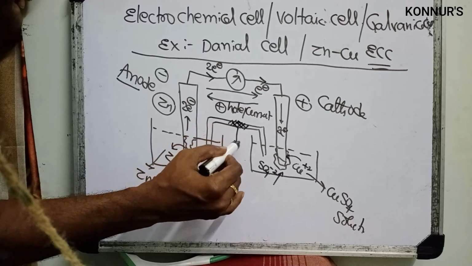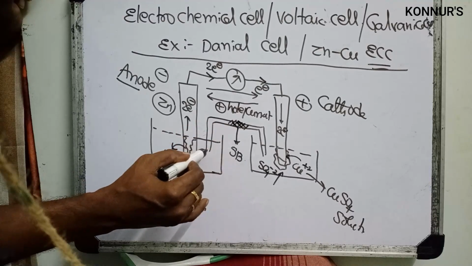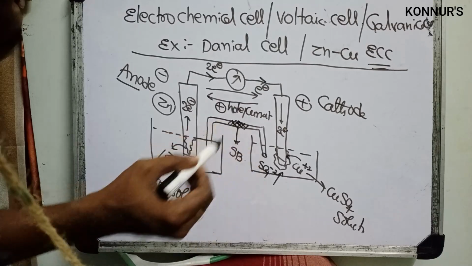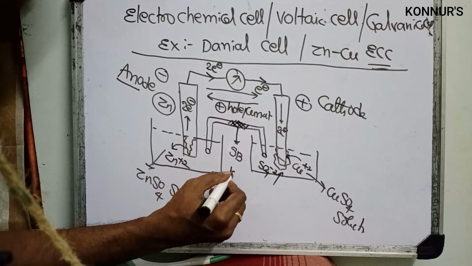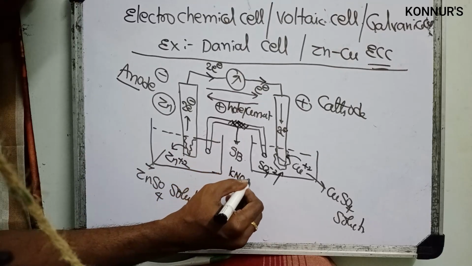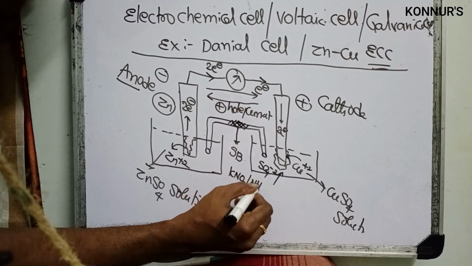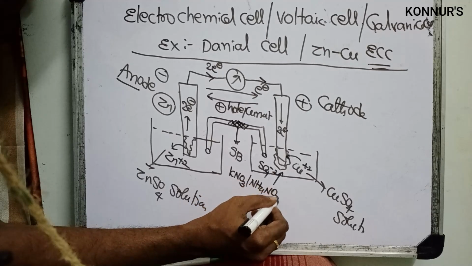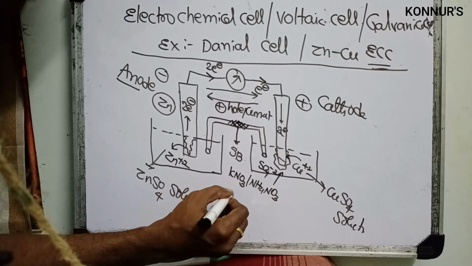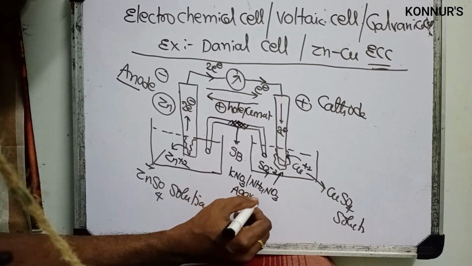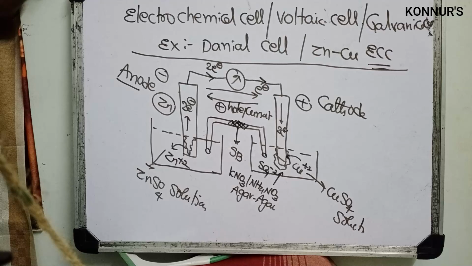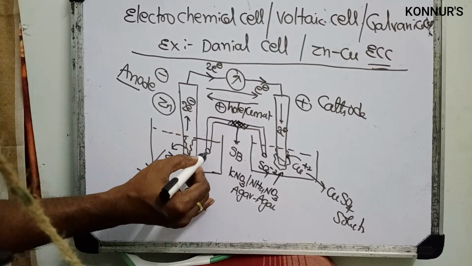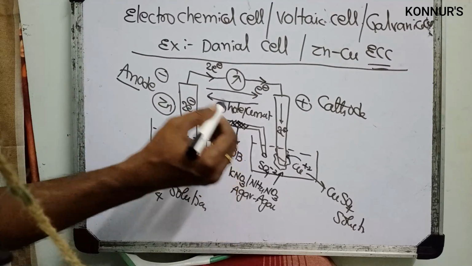This is a salt bridge. So what is a salt bridge? It is a U-shaped glass tube. It is filled with KNO3, otherwise ammonium nitrate, chemical with agar-agar solvent. So this combination. Both ends are covered with cotton and these are mixed.